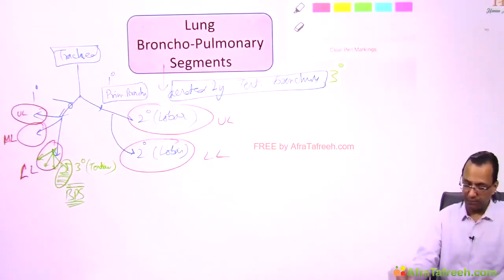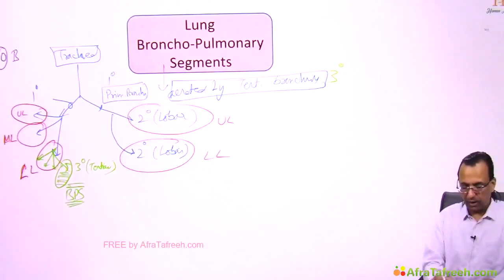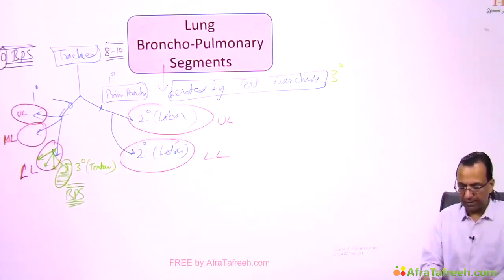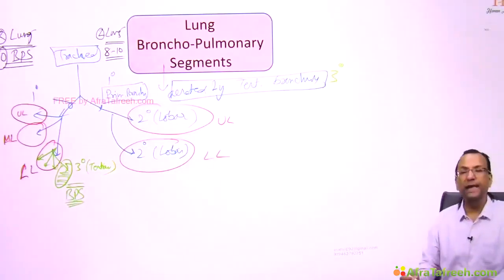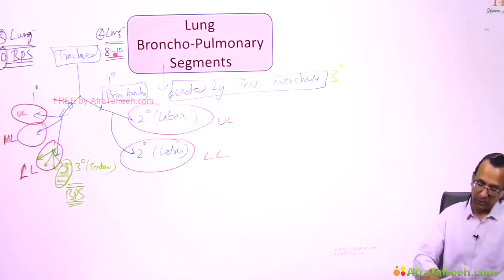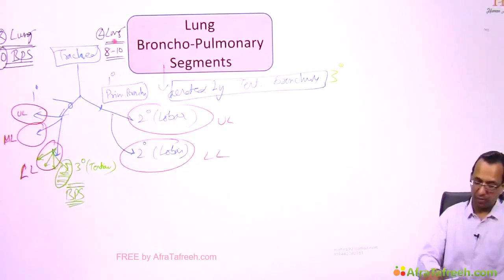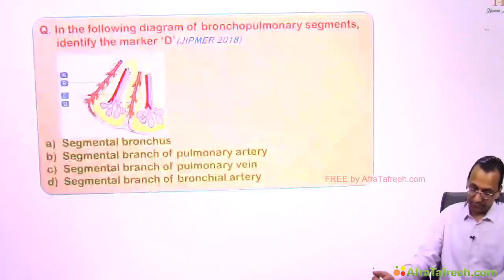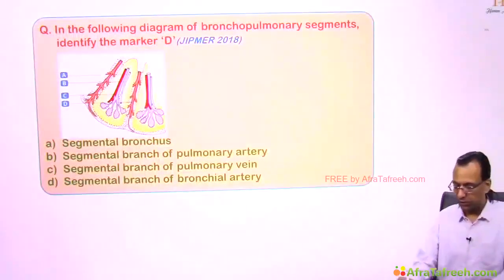So how many BPS do you have on the right lung? Right lung we have 10 BPS. And how many is the left lung having? Actually 8 to 10 BPS. Now, right lung is having 10 BPS and left lung is having 8 to 10 BPS. Why? Because some of the bronchi may be combined. So what are the details? That we will find out. But at this moment, this is a question asking about BPS segments.